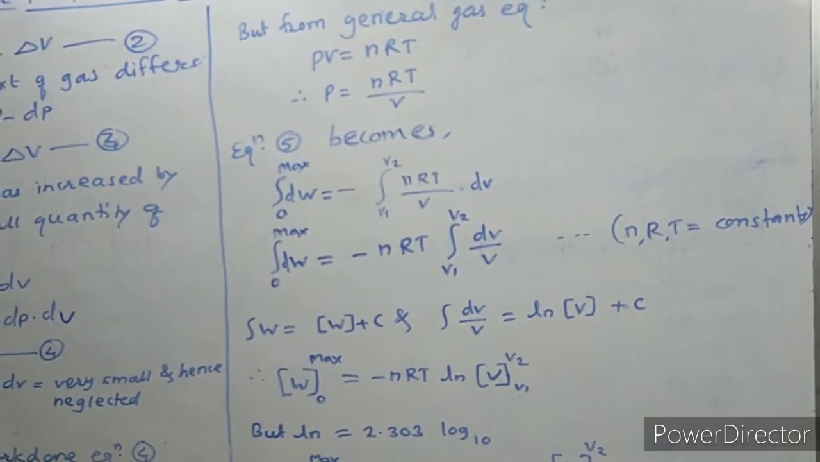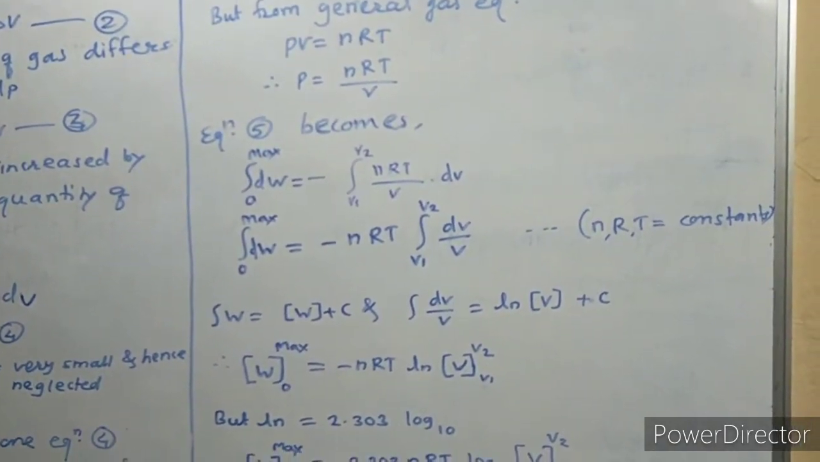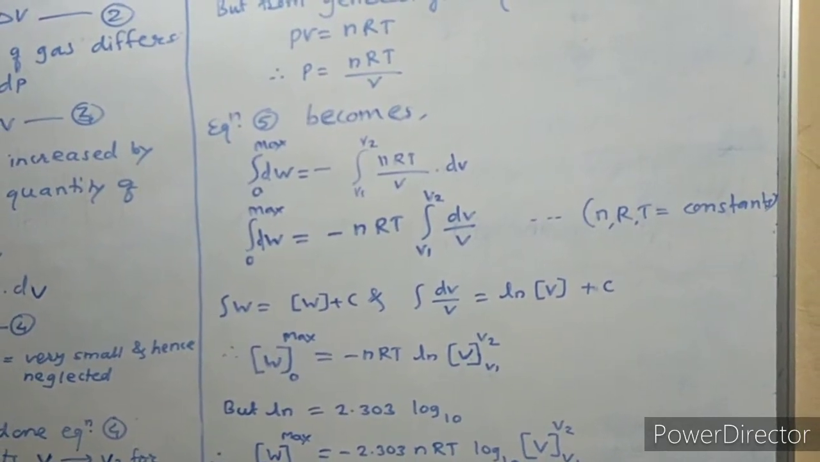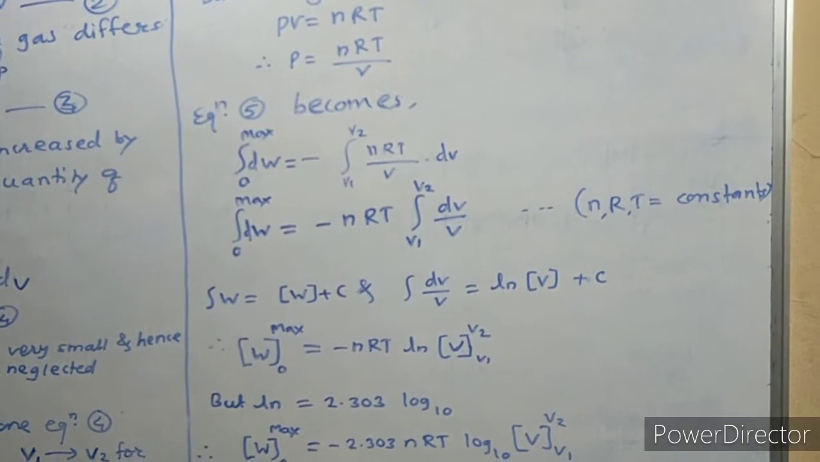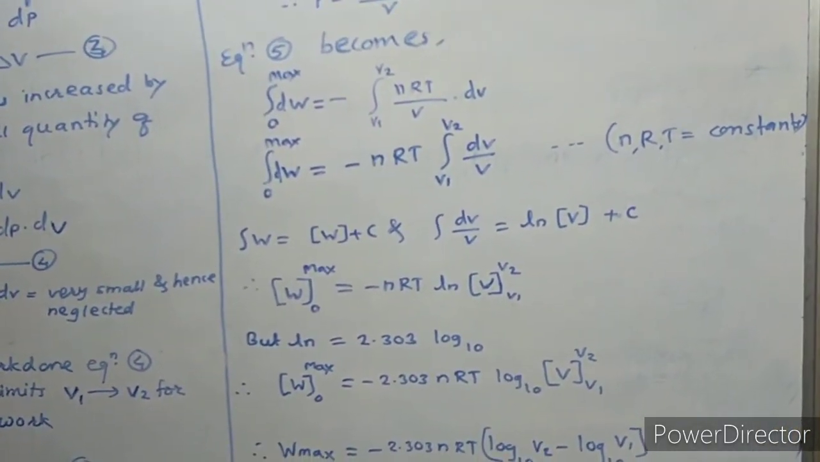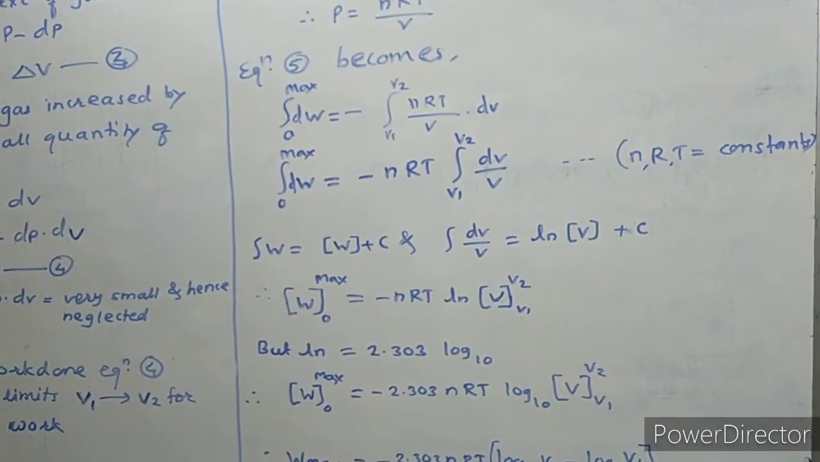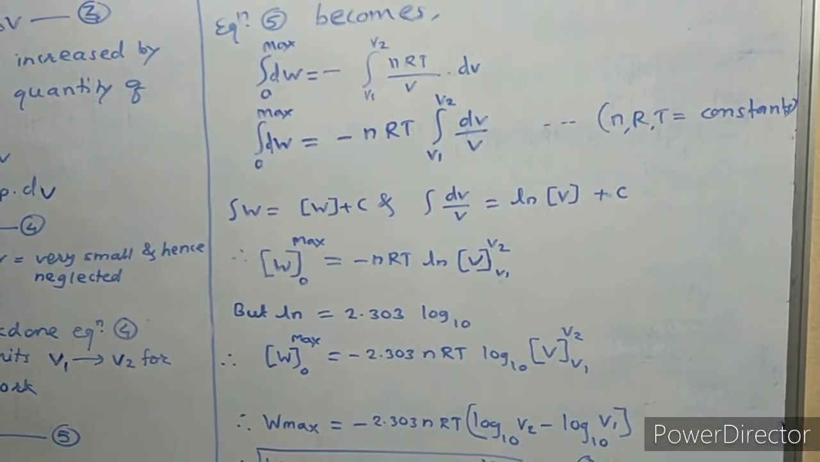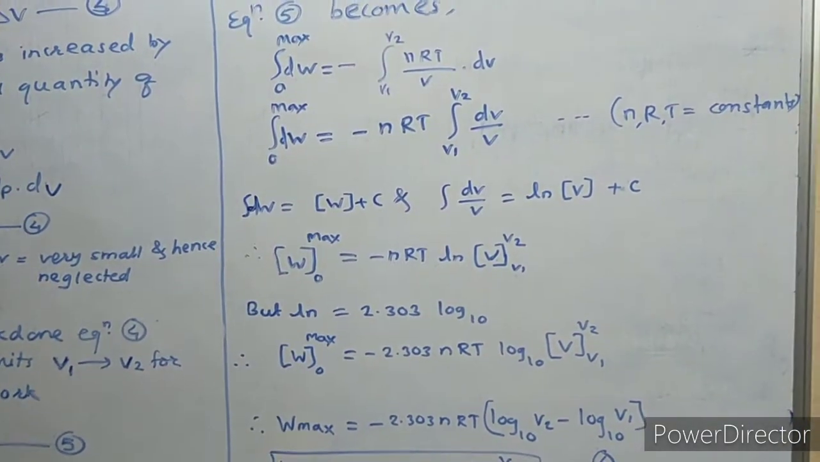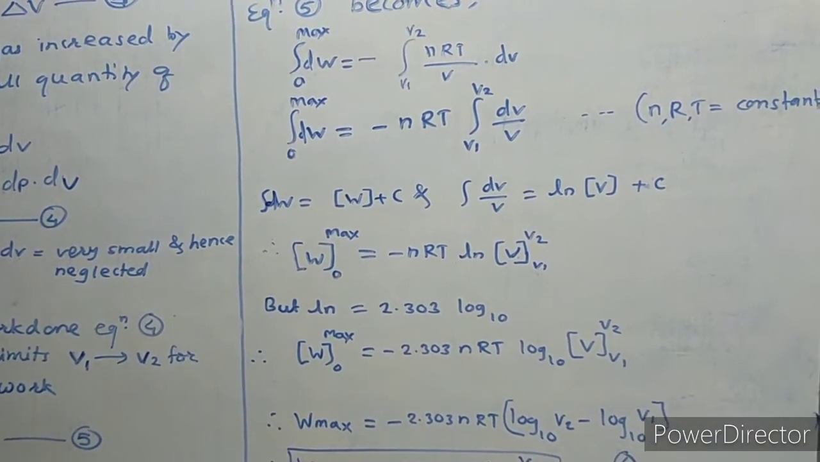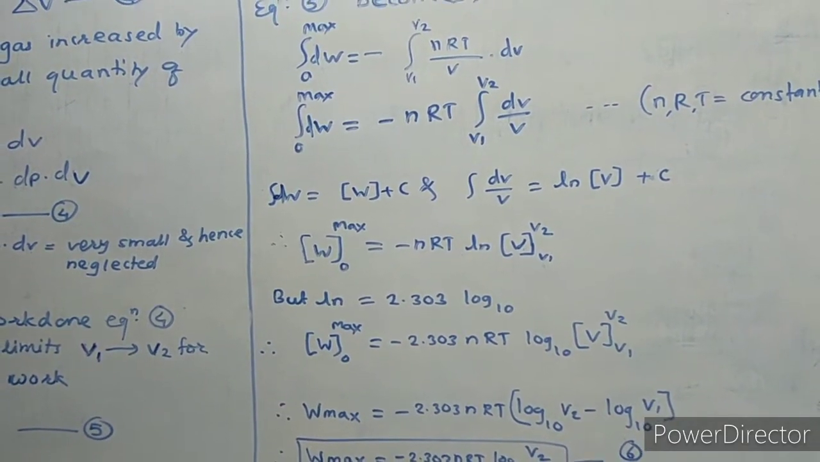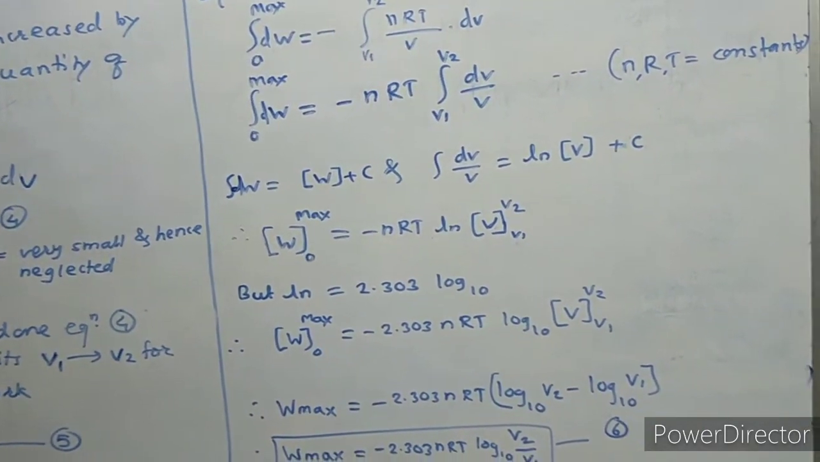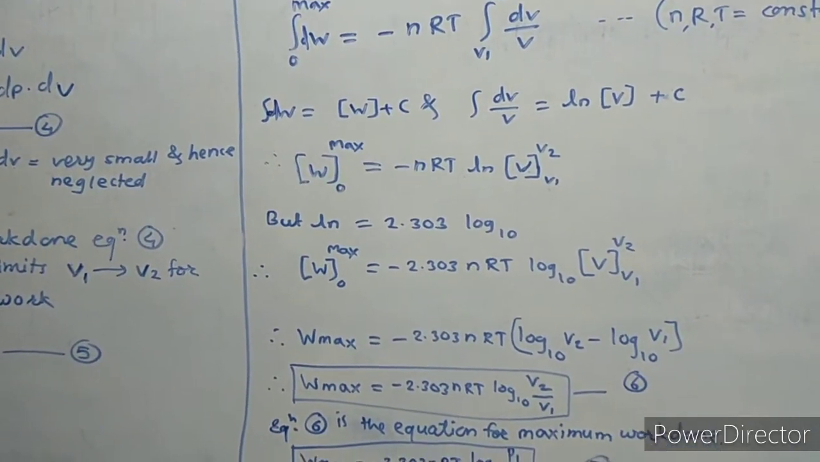So this value is entered in equation 5. Equation 5 becomes integration from 0 to maximum of dW equals minus integration from V1 to V2 of nRT upon V into dV. But n, R, T are all constant values, so they are not integrated and come outside. Integration of dW becomes W plus C, the integration constant, and integration of dV upon V equals log to the base e, V plus C. So the C's get cancelled from both sides. So work done from 0 to maximum equals minus nRT ln V from V1 to V2.